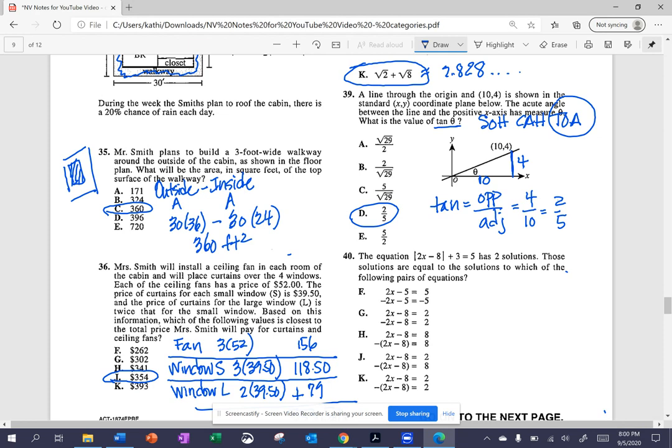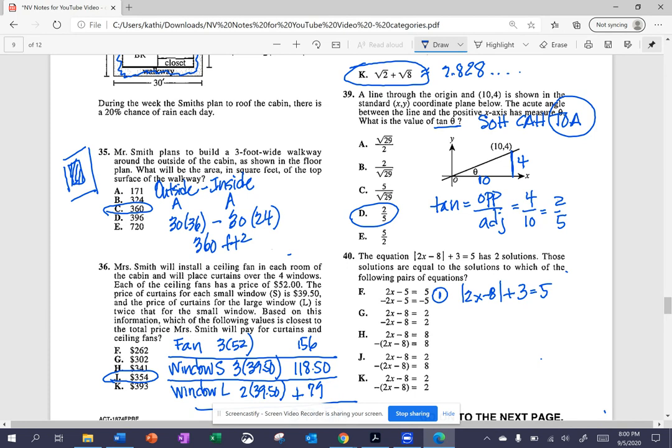40. The equation, the absolute value of 2x minus 8 plus 3 equals 5 has two solutions. Those solutions are equal to the solution to which of the following pairs of equations? Okay, when I have absolute value, I have two equations. So the first one is just as the equation is written. So this is going to be absolute value of 2x minus 8 plus 3 equals 5.